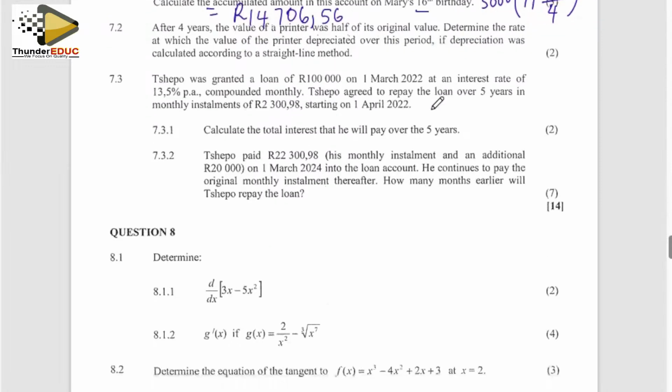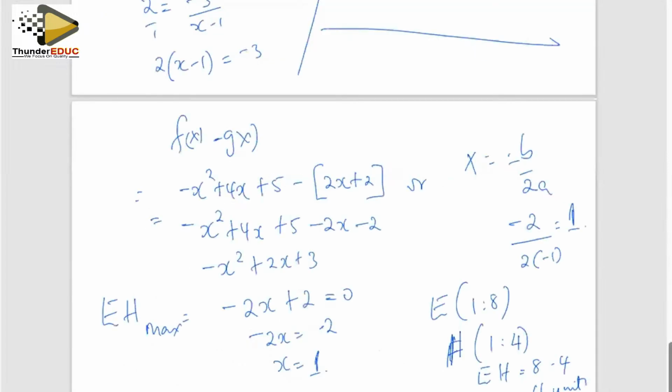Yeah? Then 7.2, we saw this question, I think it was last year, but the other one had value depreciating to 0. This is now depreciating to half. Okay, after 4 years, the value of a printer was half its original value. Determine the rate at which the value of the printer depreciated over this period if the depreciation was straight line. That's the keyword. So let's refresh this page.